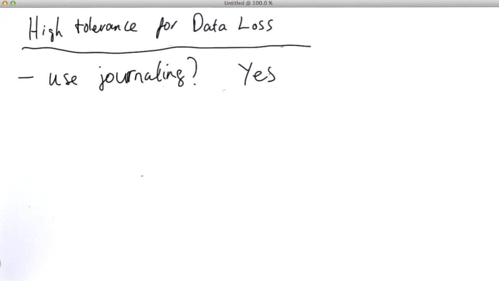Journaling is not necessarily there only to guarantee that data makes it to disk. That is one of the things it does, but it's also guaranteeing the consistency of the data on the disk, guaranteeing the durability of things. The journal works as a check against on-disk corruption and things of that nature.